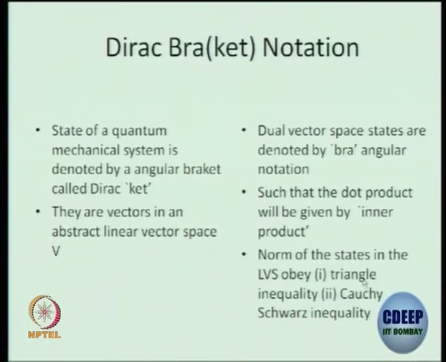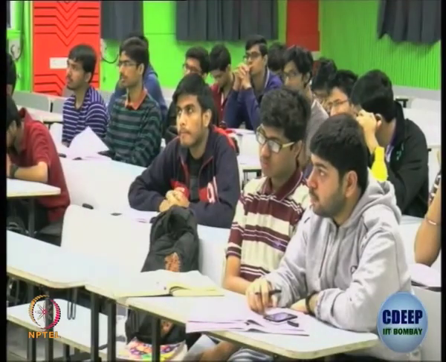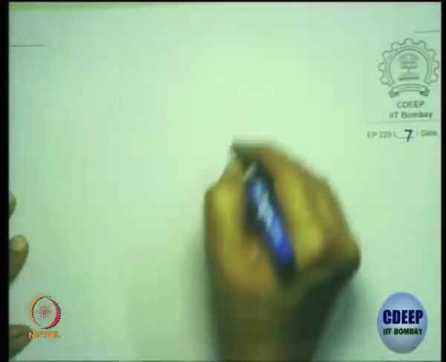Today what I will confine myself to is to prove the triangle inequality, which you are familiar with in linear vector space language, and the Cauchy-Schwarz inequality. So what is the Cauchy-Schwarz inequality and the triangle inequality in this language? If you take the norm of psi plus phi, you can write a triangle.